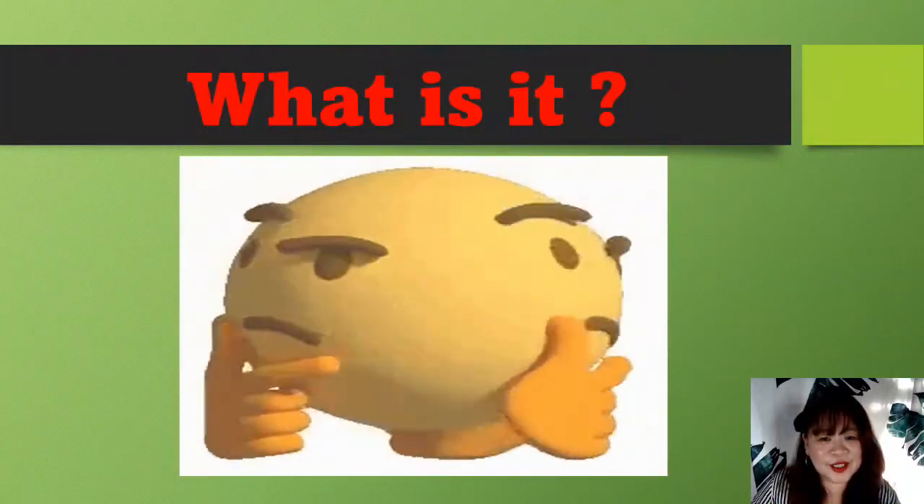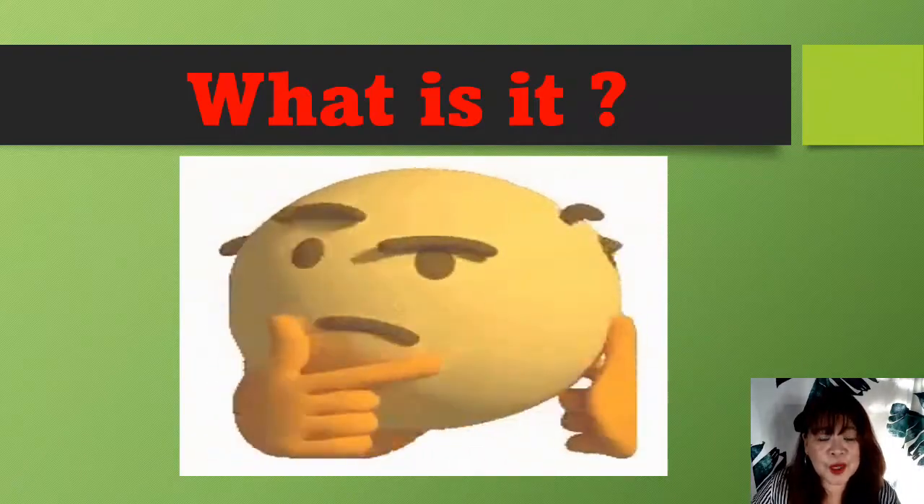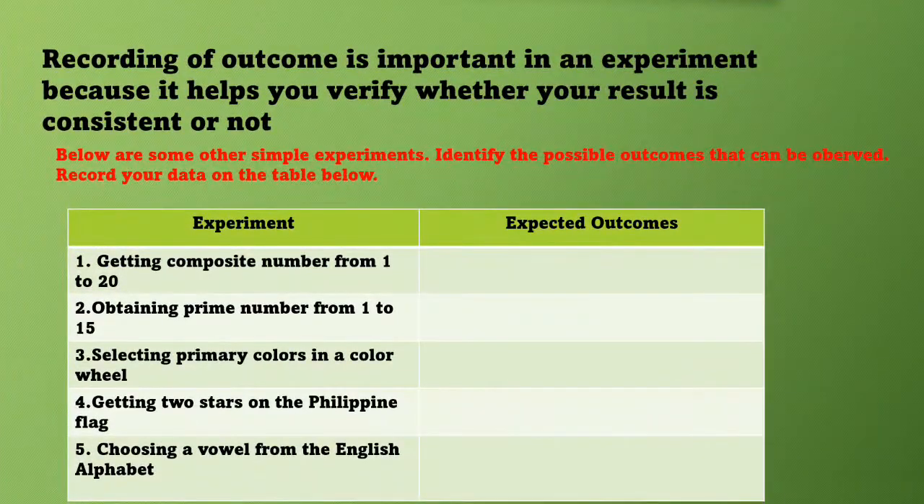Let us try to find more. Let us have some experiments. Recording of outcomes is important in an experiment because it helps you verify whether your result is consistent or not. Below are some other simple experiments. Identify the possible outcomes that can be observed. Record your data on the table below. So, the experiment and what are the expected outcomes.